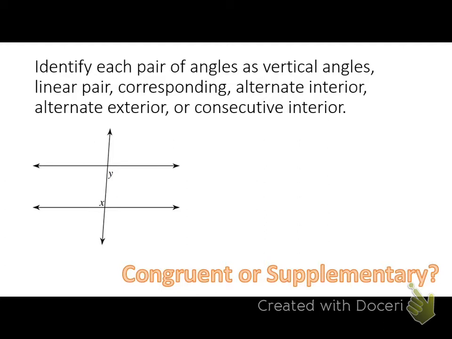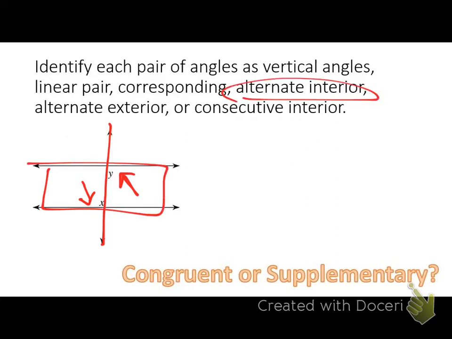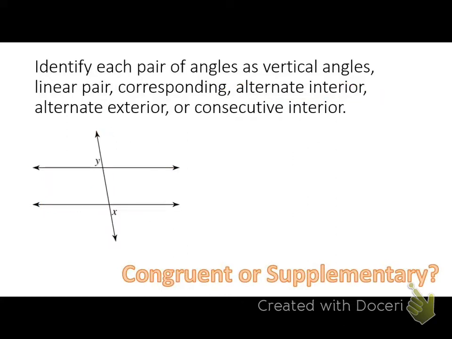Ashton, correct. Good. So they are both on the inside, and X is on the left side of the transversal. Right? Because here's a transversal. X is on the left and Y is on the right. They're both on the inside of the double lines, so alternate interior.